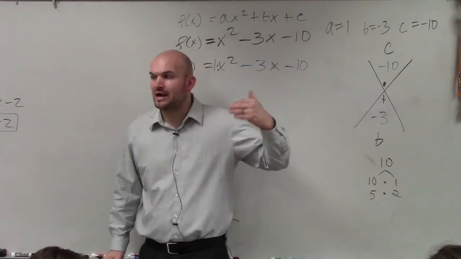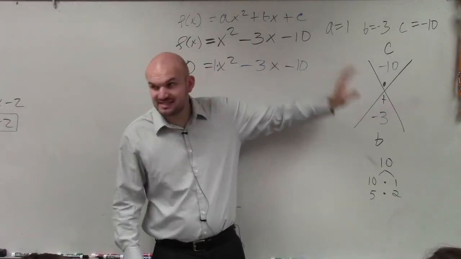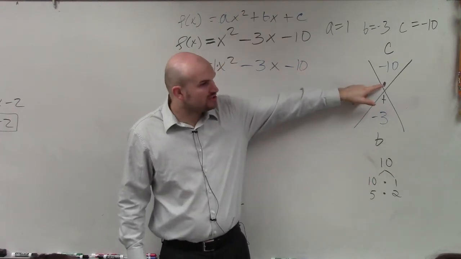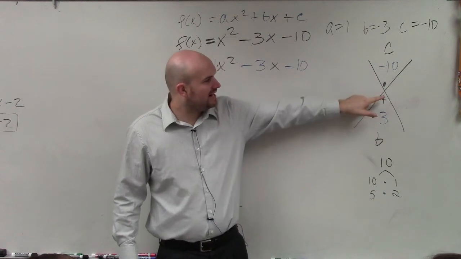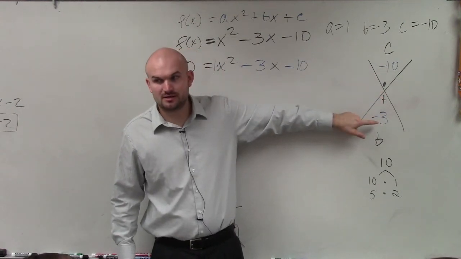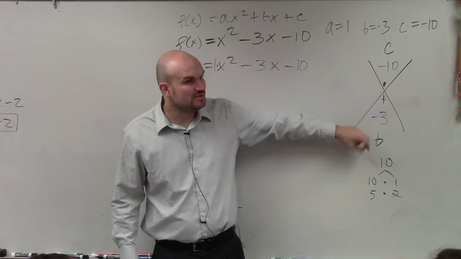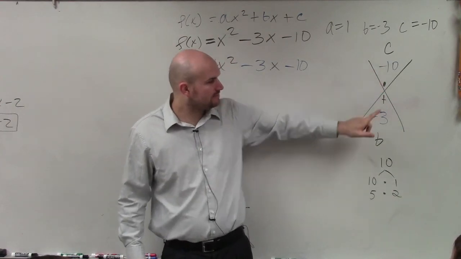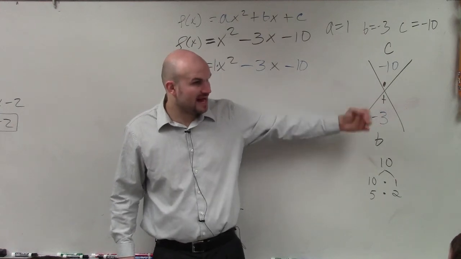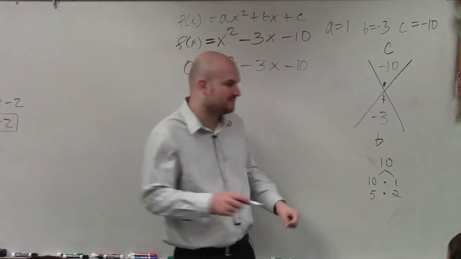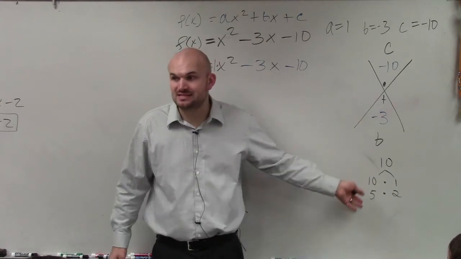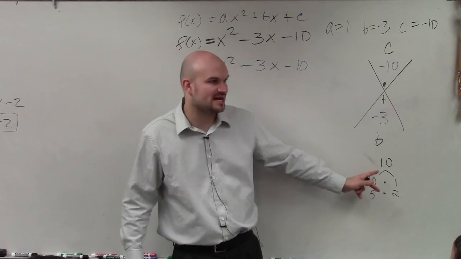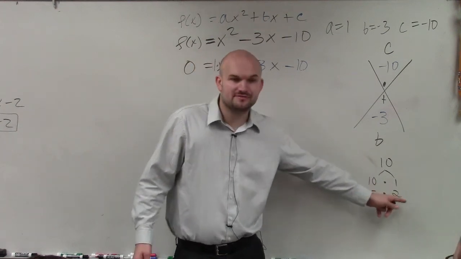Now, the whole purpose of this is this states what two numbers, or what two factors, multiply to give you -10, but add to give you -3. I'll say it one more time. What two numbers or factors multiply to give you -10 and add to give you -3? Now, remember, we're trying to multiply to give us -10. So that means one of these has to be negative, right? It could be -10 times 1 or -1 times 10. -5 times 2 or -2 times 5.